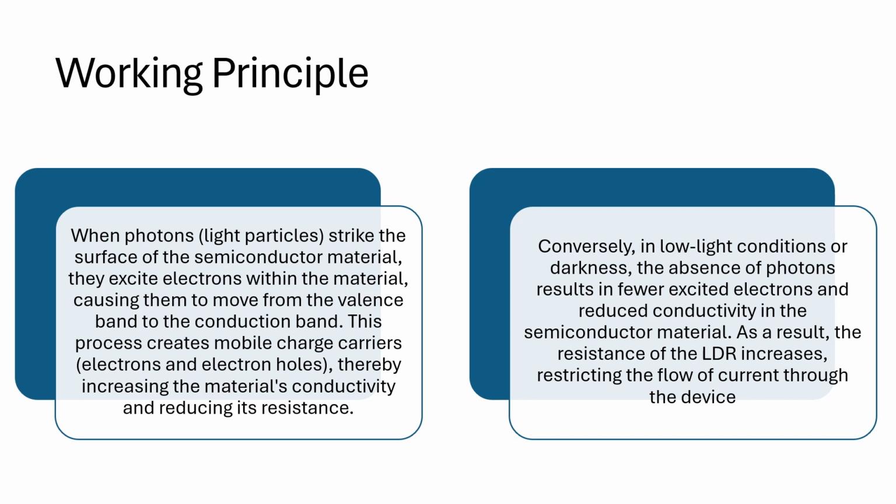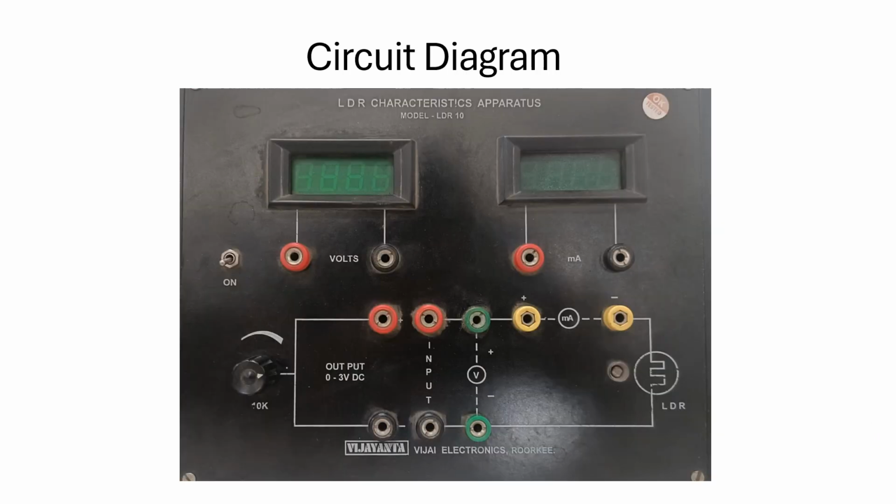Conversely, in low light conditions or darkness, the absence of photons results in fewer excited electrons and reduced conductivity in the semiconductor material. As a result, the resistance of the LDR increases, and this restricts the flow of current through the device. Circuit diagram. So here is a circuit diagram for LDR.